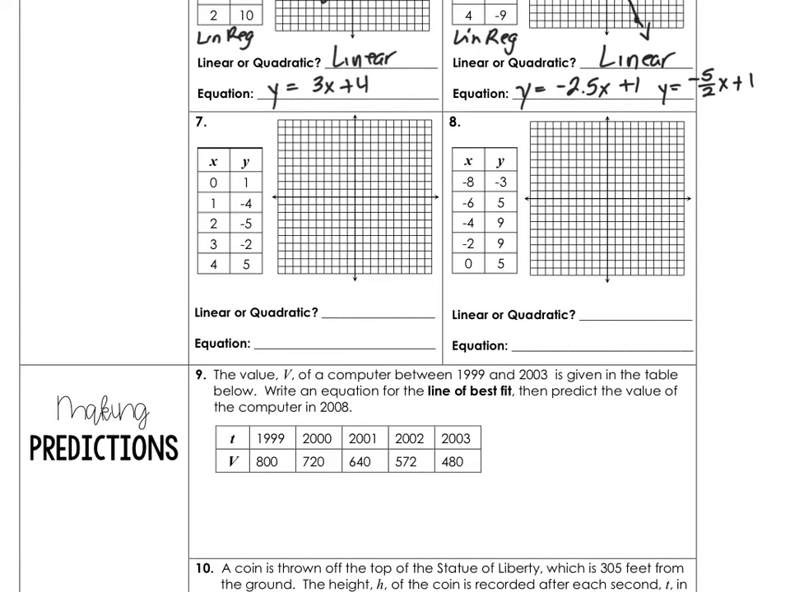Let's go ahead and plot our points. Okay, so 0, 1, up 1, right 1, down 4, right 2, down 5, right 3, down 2, and then right 4, up 5. Well, this is definitely not linear.